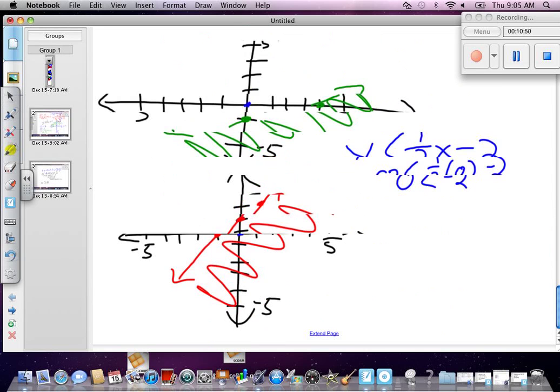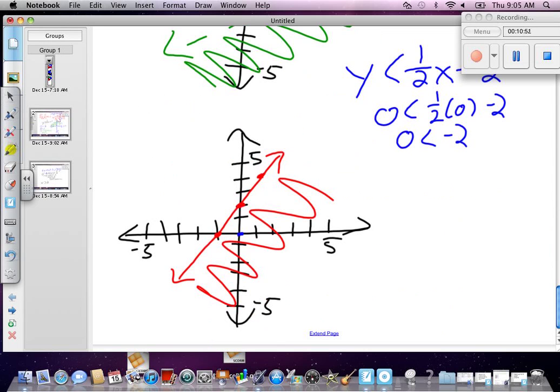So why don't you guys try this one on your own? Find out what the equation of the line is. So everybody should be able to tell me what the y-intercept is, right? And then from there, it should be pretty easy what the slope is.